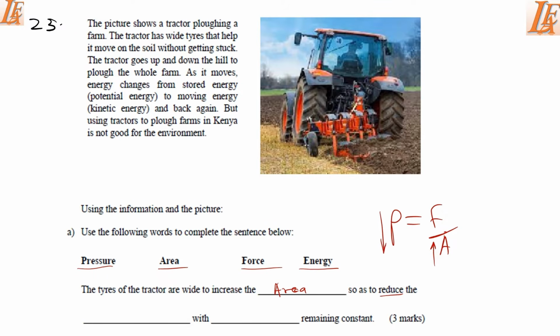So in this case, the tires are wide so as to reduce pressure, with force remaining constant. Remember, in this case, the tractor is the same, so force will be constant. Now, when you have increased area, then you reduce what we call pressure.